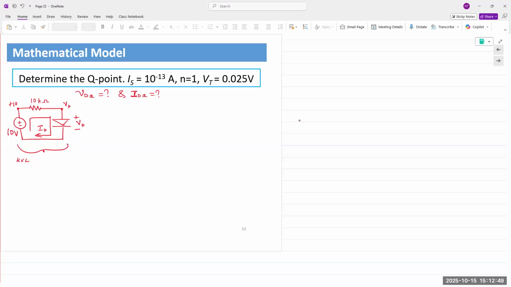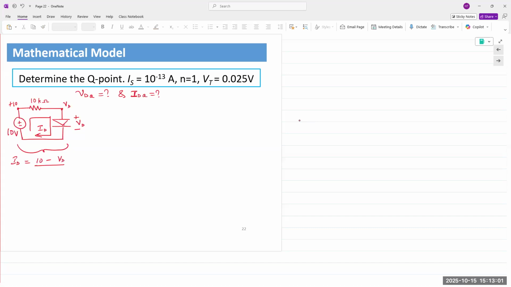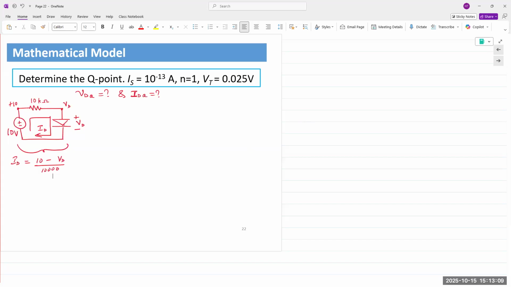All right, so if you apply KVL, you get 10. No need to apply KVL. We can write a current equation directly. So we can write ID is equal to 10 minus VD over 10,000. That's one equation that we have. All right, 10 minus VD over 10,000.